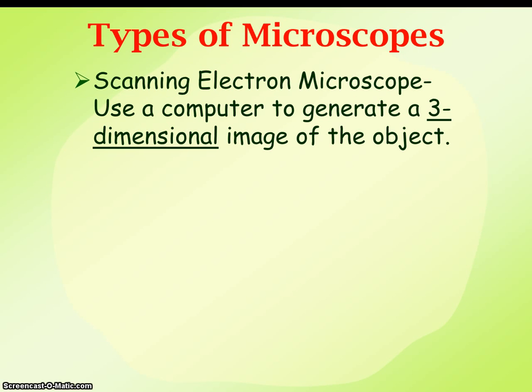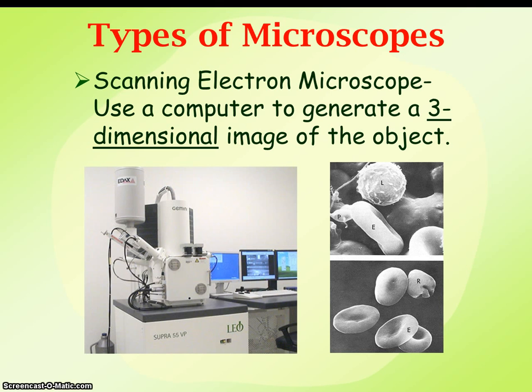A scanning electron microscope, even fancier and even more expensive, even higher technology, is going to give us a computer-generated 3D image of what we're looking at. So if it's a red blood cell, you're just going to see two dimensions under a regular microscope or a regular electron microscope. But a scanning electron microscope will actually let you see an actual picture of what that thing looks like in all dimensions. It's pretty cool how it works.